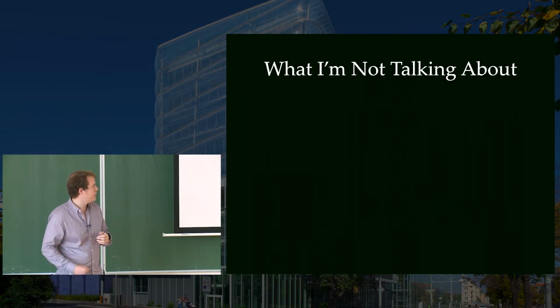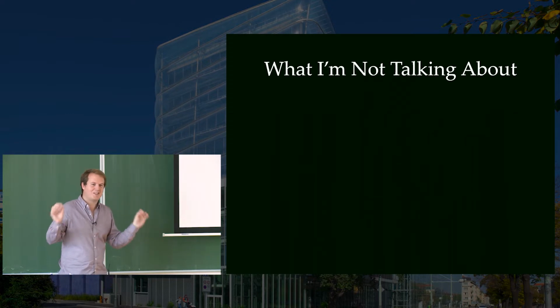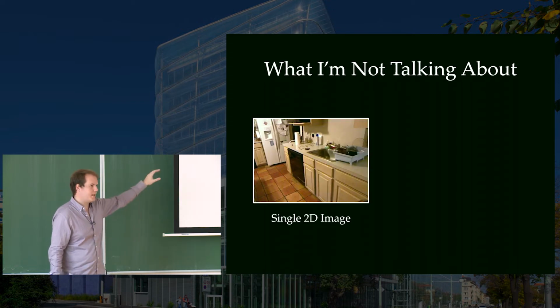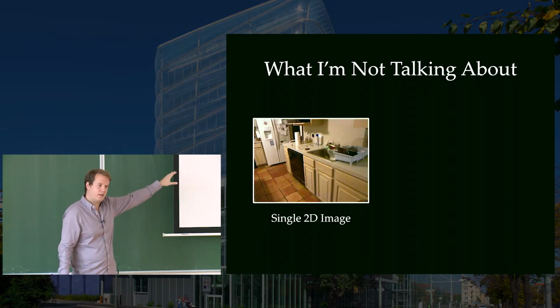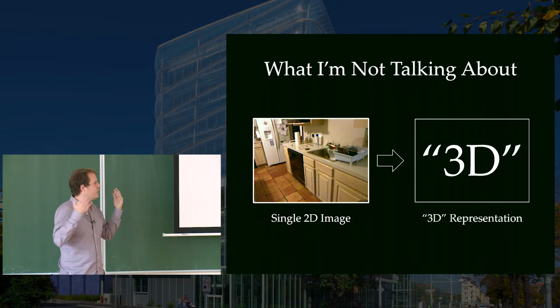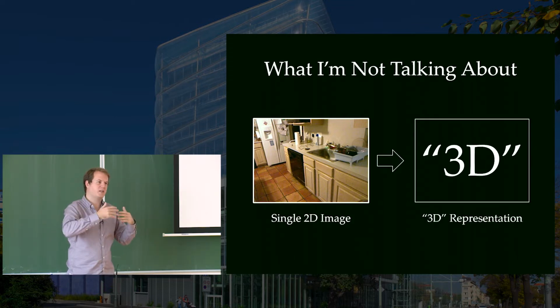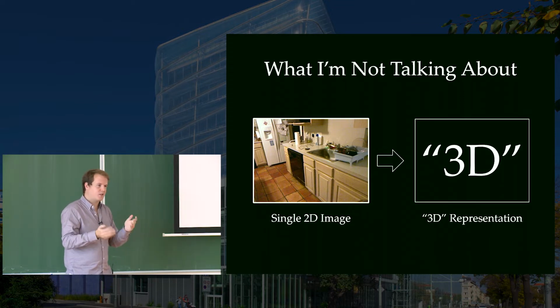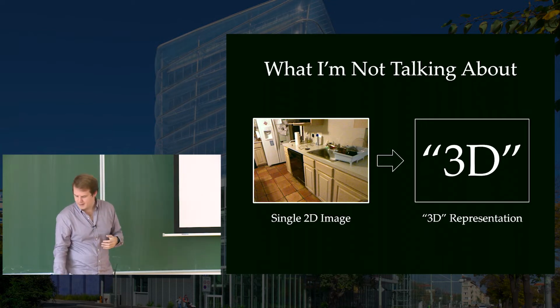So I'm here for the next few days, so I'm going to briefly mention what I'm not talking about today, but which we can talk about one-on-one. A lot of my work has been on the task of taking a single 2D image, like this, and producing some sort of 3D representation of it. So this could be a depth map, for example. And as you can imagine, this is an under-constrained problem, because you go from 2 dimensions to 3 dimensions, so you have to recover that dimension somehow. And so there are lots of interesting constraints and learning that you can do to do that.